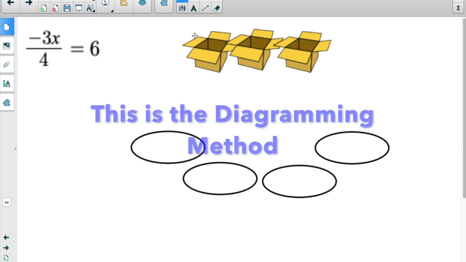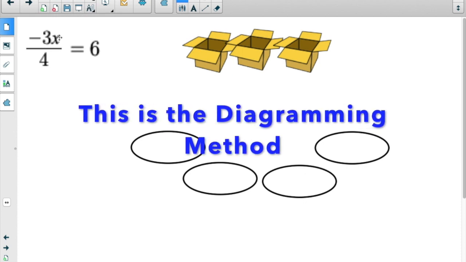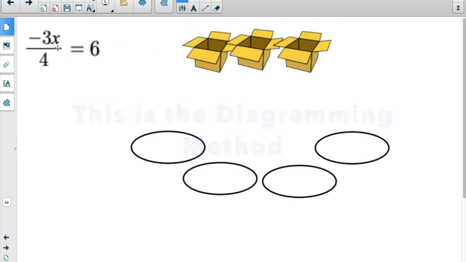I've explained in my previous video, solving one-step equations, that it's beneficial to think of x as a box containing objects. And so 3x would be 3 boxes containing objects. Now we don't know how many objects are in each box, but we know they're all the same objects and each box has the same amount.